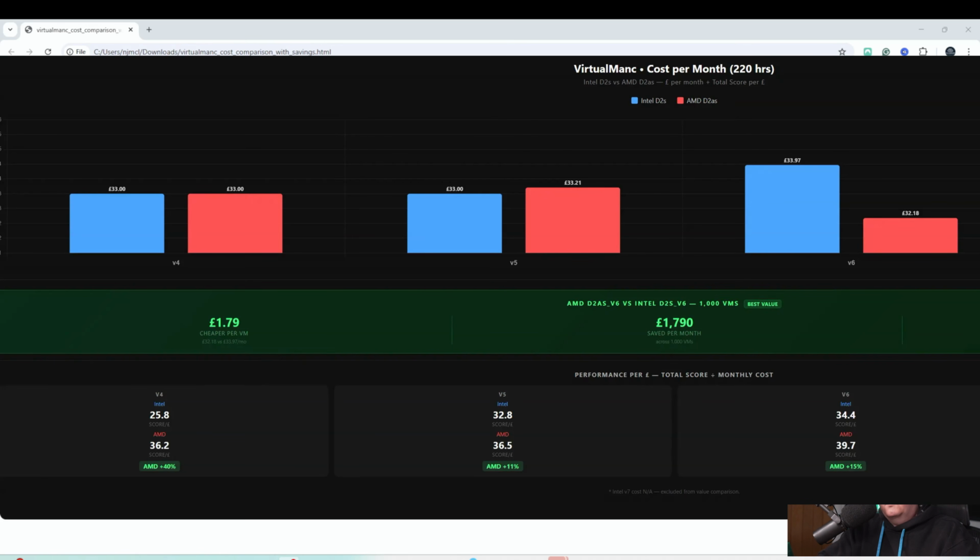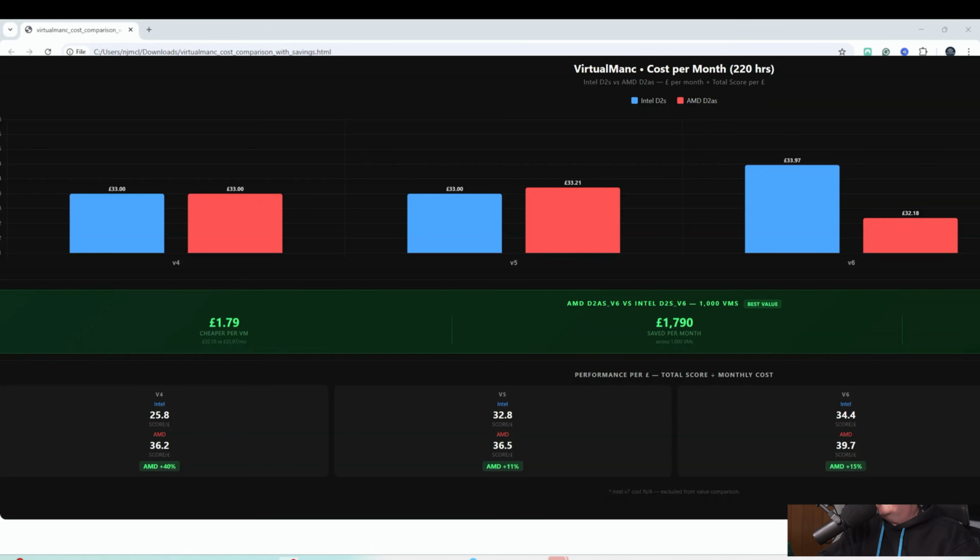V6 VMs, which is where it gets interesting. So an AMD V6 VM is actually cheaper, right? It's £1.97 cheaper per VM per day. Doesn't sound much, but it adds up, right? Especially if you're running thousands of virtual machines, okay? But 15% better performance, right, from the CPU perspective. So why would you not do that? Because it's faster and it's cheaper, right? So I found that really interesting.